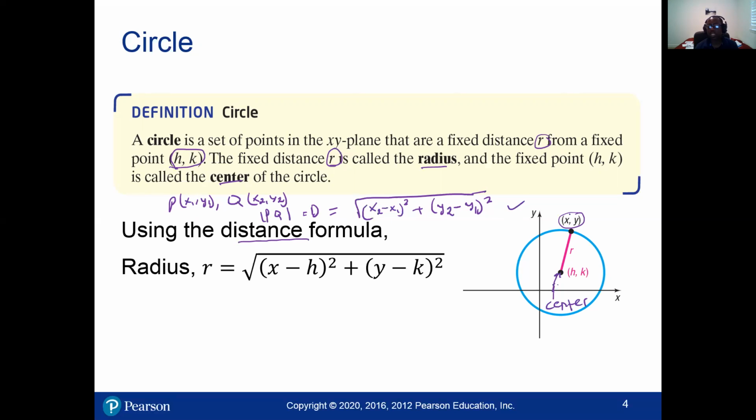So if this is your Q and that is P, which is the center, then it gives us this equation. The distance r is given by the square root of (x minus h) all squared plus (y minus k) all squared, where y1 is k and x1 is h.